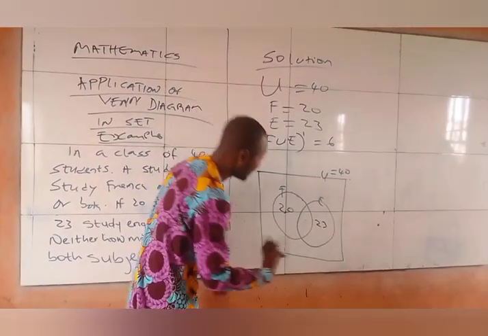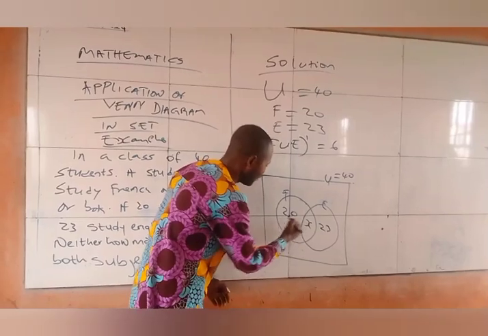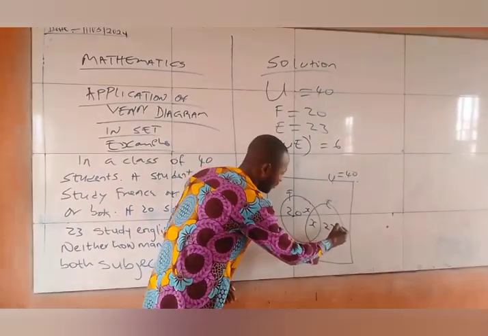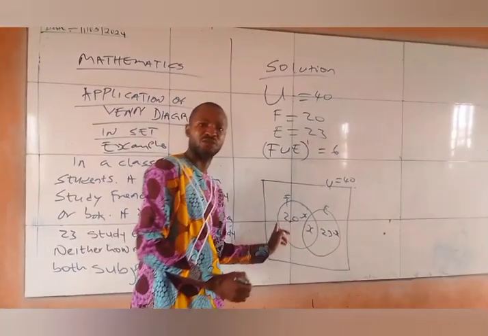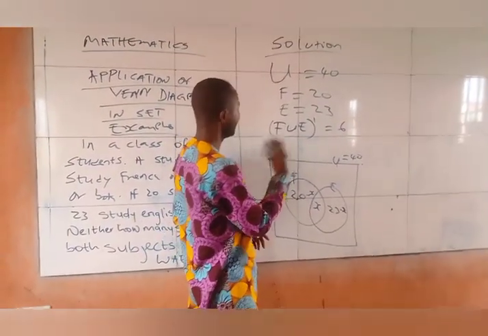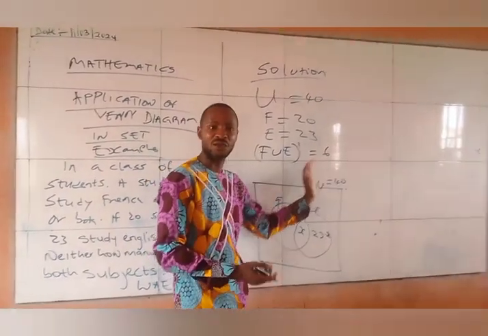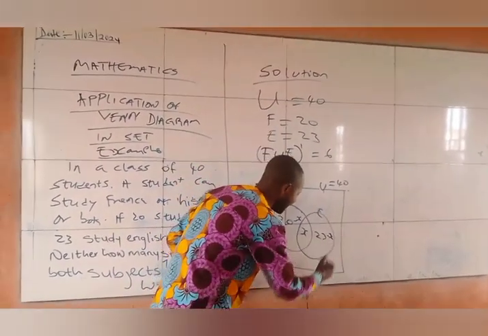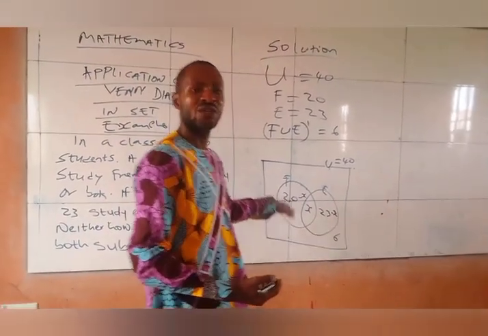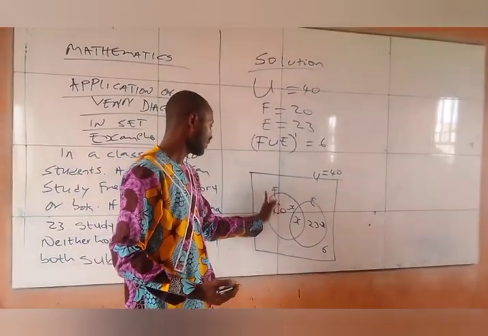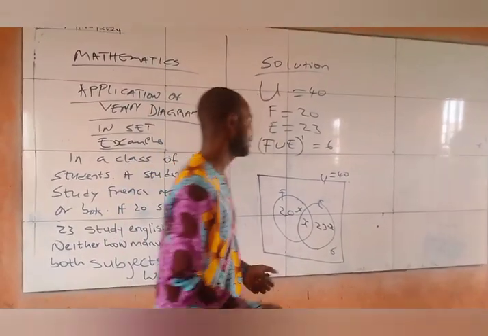Then those studying both, let's assume is X. So here we'll have 20 minus X, here we'll have 23 minus X, because they are also part of this 23, and part of the 20. And the prime, those outside not studying any of the subjects, they are 6 in number. So how do we find the intersection, those that study both F and E? So now we find the intersection.